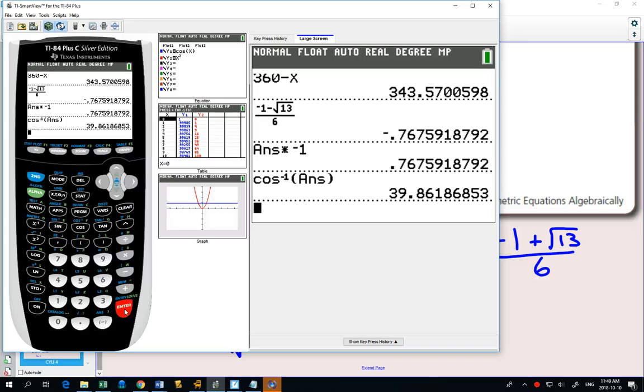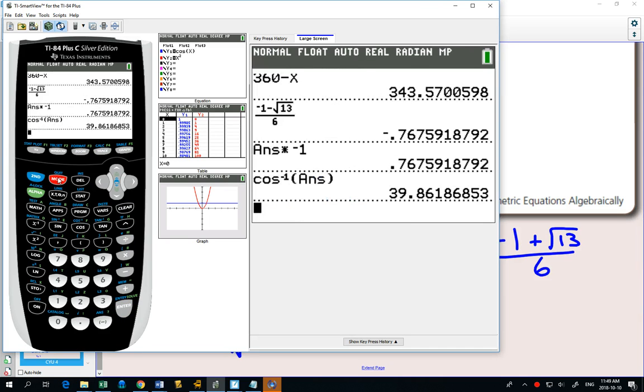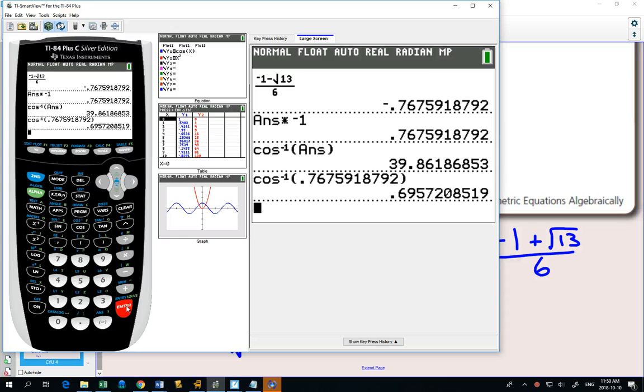Is this question in radians or degrees? Radians. Ugh. So go to your mode button, change it back to radians. And we do cos inverse of this answer, 0.695.